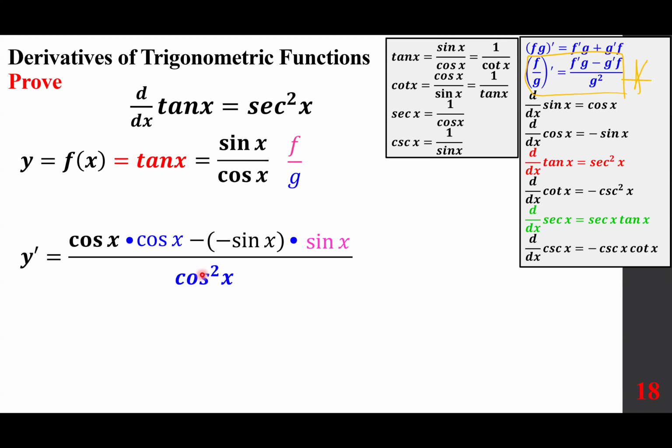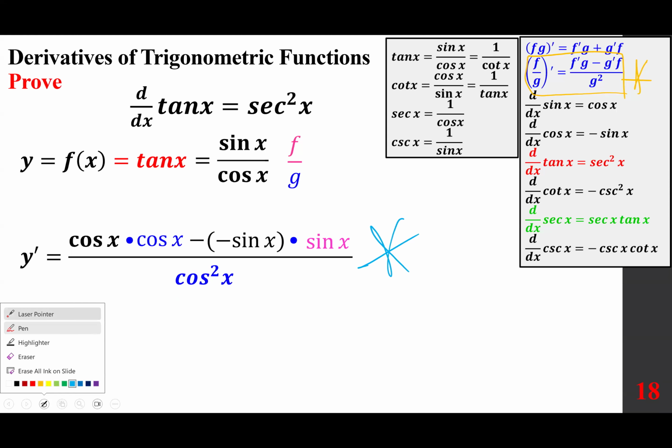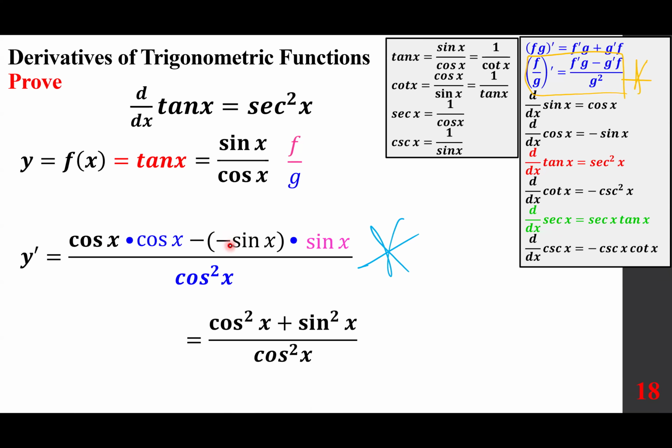Again, I put an asterisk next to it, meaning this is the only calculus step. We're going to continue. We're going to write this as cosine squared plus, okay, negative times negative, plus sine squared. As you know, the sum is 1. And if 1 over cosine is secant, 1 over cosine squared must be secant squared x, and that's the proof.